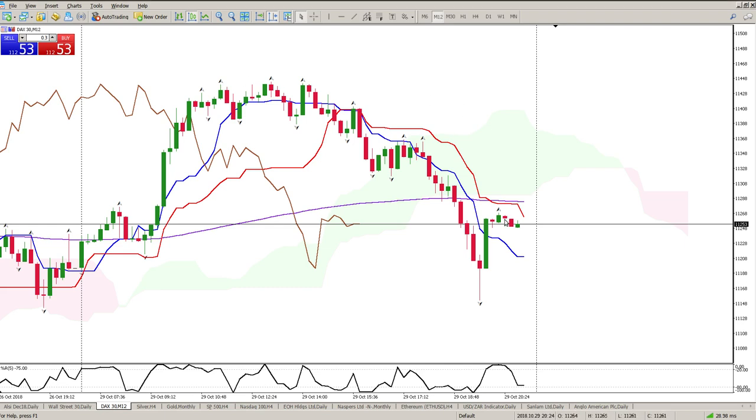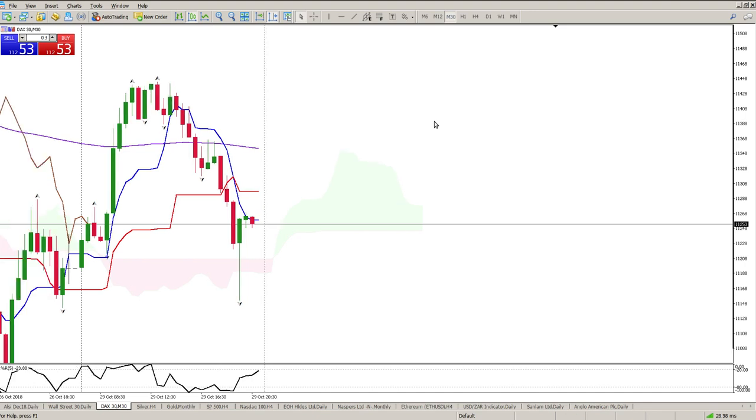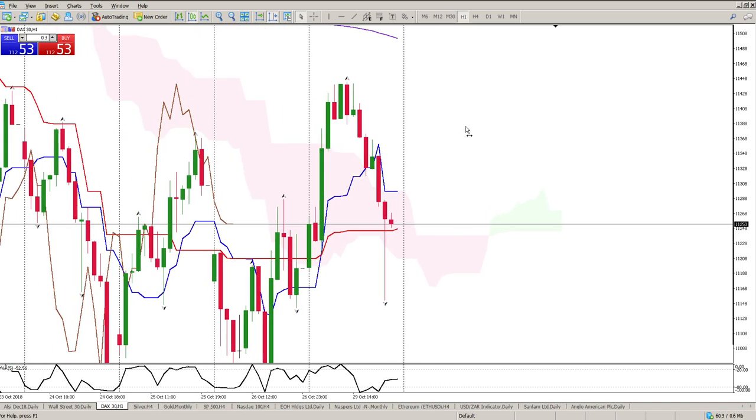Okay, you can see the 12-minute is pointing to the downside. If we go up to the 30-minute, we've also had a crossover. So when we get these, remember, Ichimoku is just a moving average strategy as well. So when we get crossovers, that's what you need to pay attention to. The difference is on the higher time frame.